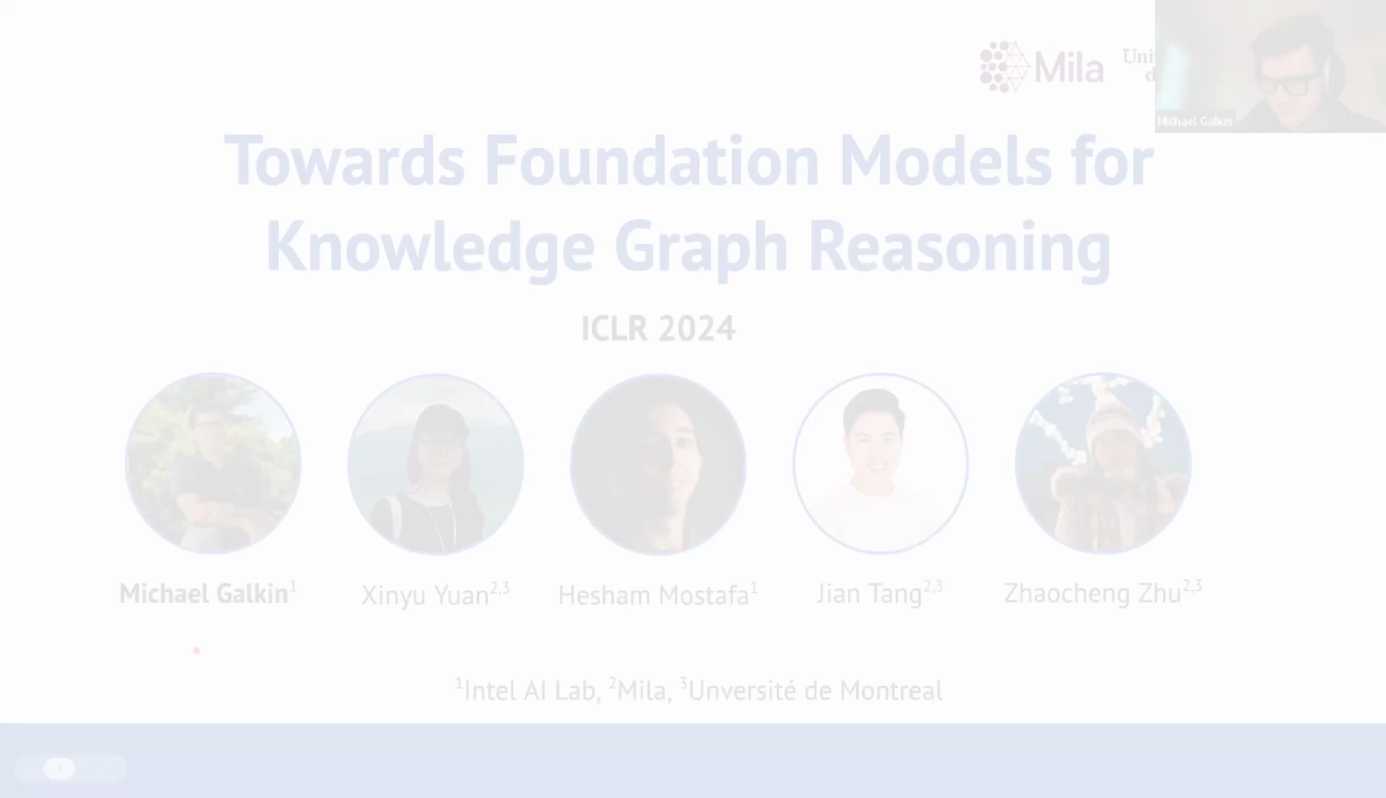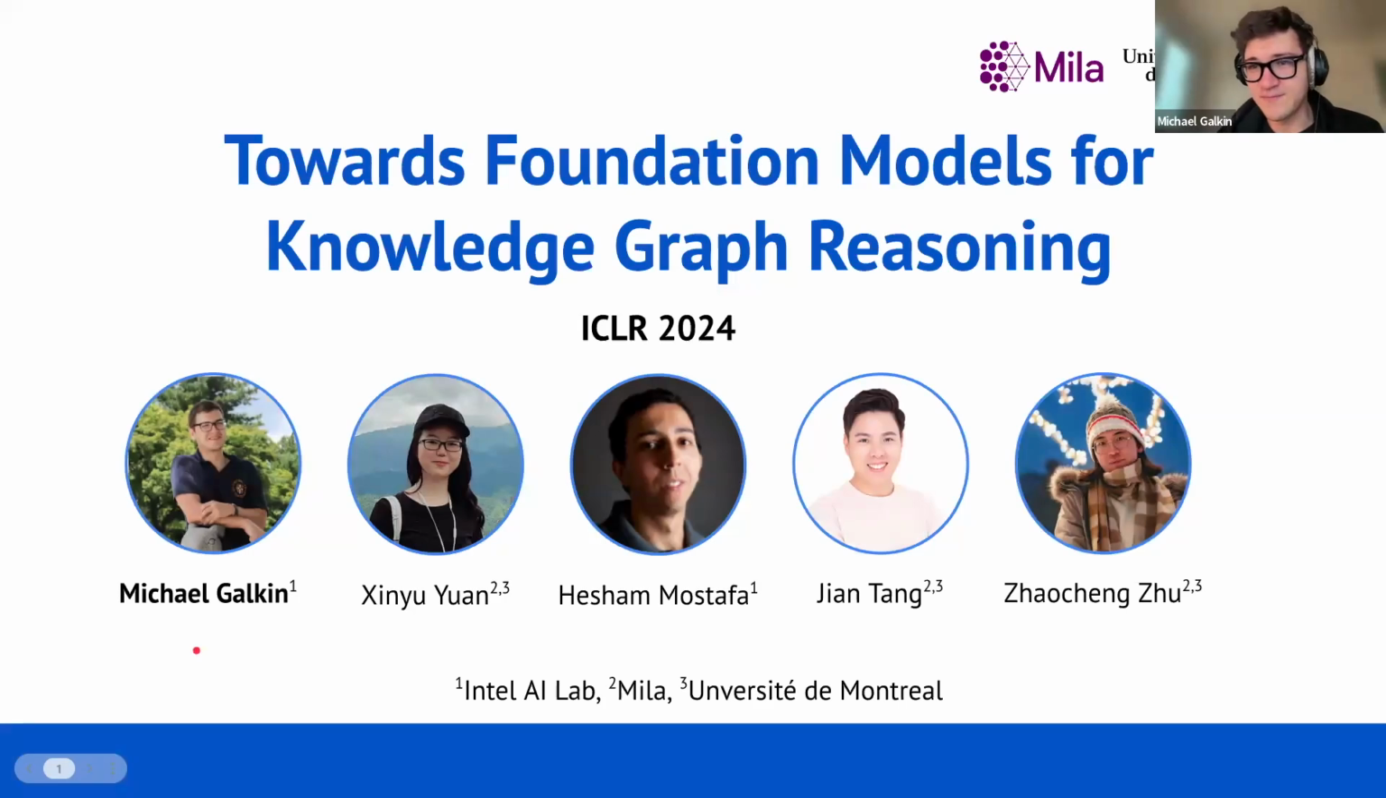Let's go. Yeah, so hello everyone. Good morning, and good evening if you're in Europe. My name is Michael. I am a research scientist at Intel. Previously, I was a postdoc at Mila in the group of Jian Tang, so we continue to collab. And I work on graph machine learning, geometric learning, and part of my work recently, we released the first foundation model for knowledge graph reasoning, about which I'll be talking today.